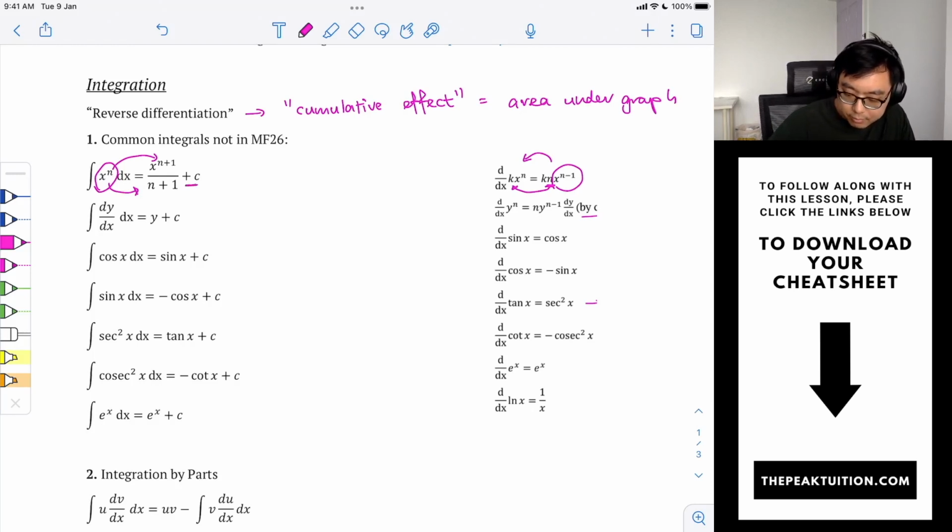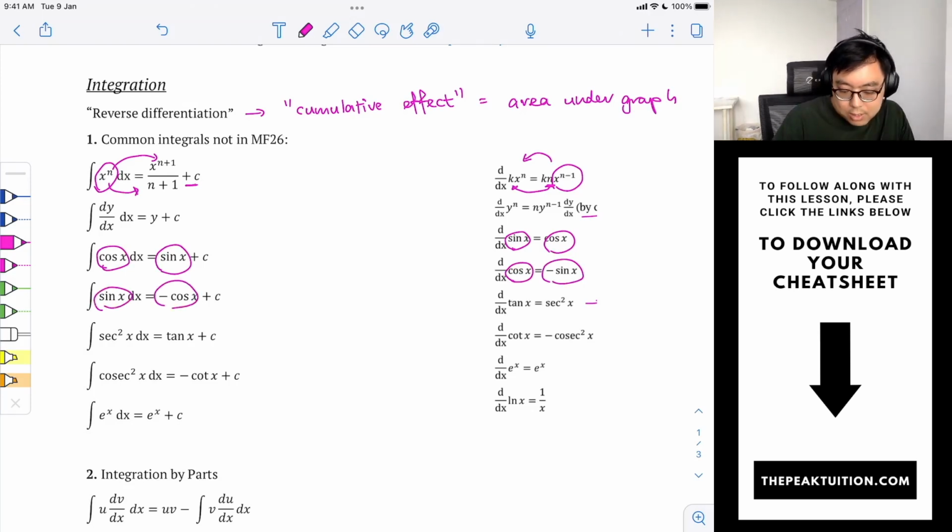Okay? So other similarities you can see is we differentiate sine to get cosine, but then we integrate cosine to get back sine. We differentiate cosine to get minus sine, we integrate sine to get minus cosine, and so on and so forth. Okay? So just study one of these pairs by heart, either the derivatives or the integrals, and essentially it's like buy one get one free, right?